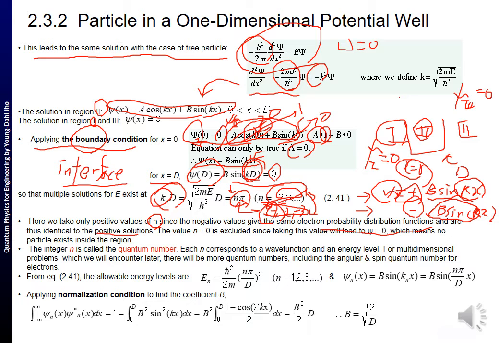Okay. So in quantum mechanics, there is a convention to ignore these negative integer values. We ignore this part from now on.